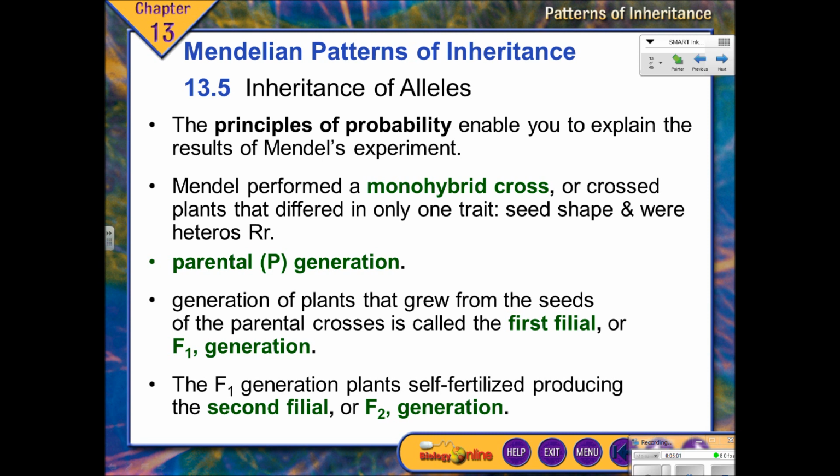Now, the parental generation, the P generation, that's where we're starting. That's our first parents. The F1 generation is the offspring of the parental cross. The F2 generation is the offspring of crossing the F1 generation. So a little incest here. We're just going to cross these offspring to make the next generation. Okay? So just be kind of aware of that vocabulary.